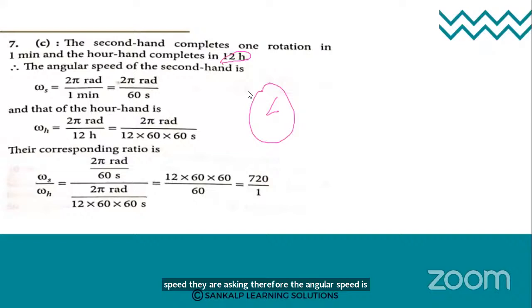Angular velocity or the angular speed is nothing but 2 pi by T. So for the second hand, it will be 2 pi divided by time 1 minute. So 1 minute means 60 seconds, right? So this is equation 1 for the second hand.